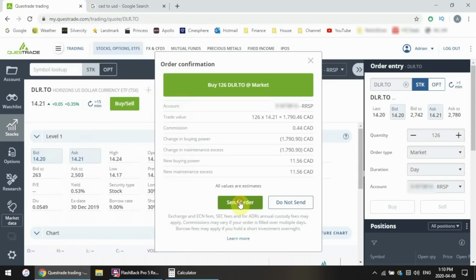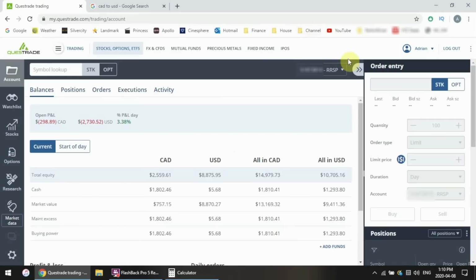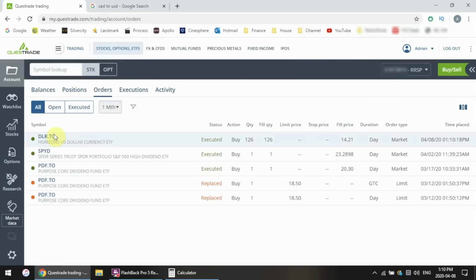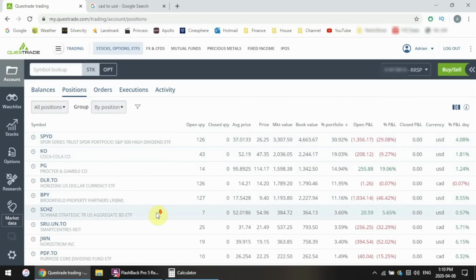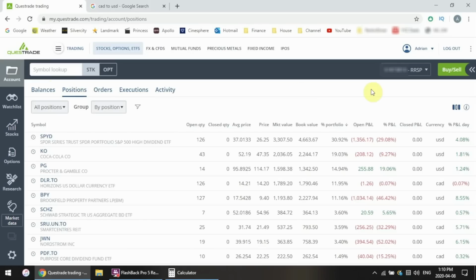Okay, so I click send order, and then we see a pop-up saying that my order was filled. Let's confirm that. Let's go to orders, and you'll see that I successfully bought 126 shares of DLR.TO. Now if we go to positions, you'll see that I also own 126 shares of DLR.TO. If we go to balances, you'll see that most of my Canadian cash is gone. I only have $11 cash left. Okay, so now I have 126 shares of DLR.TO.